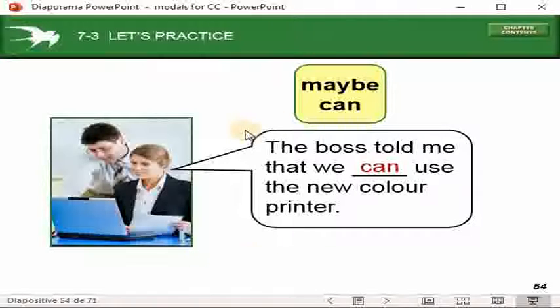So we have finished with expressing permission and possibility or uncertainty using may, might and can. Okay, I hope you understand it and you can use them correctly.